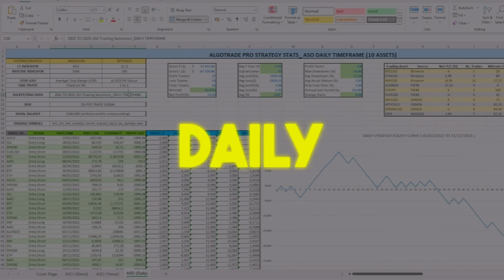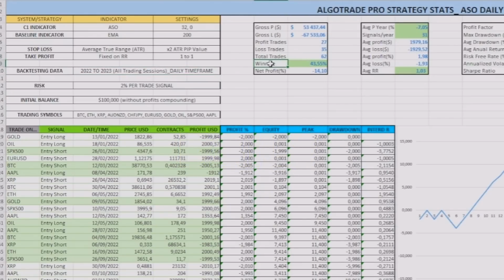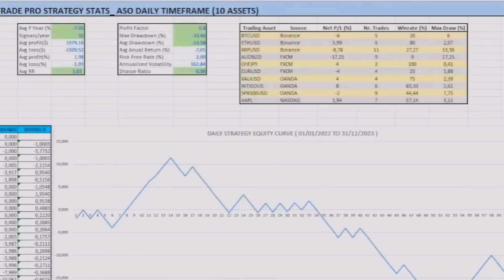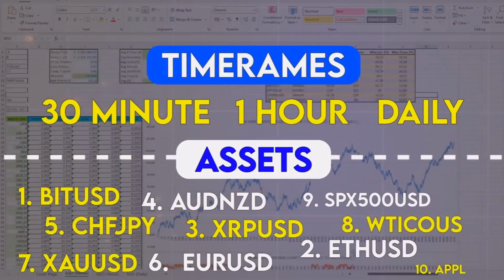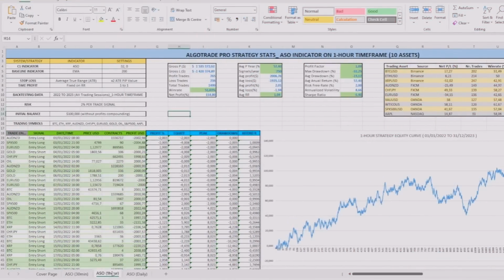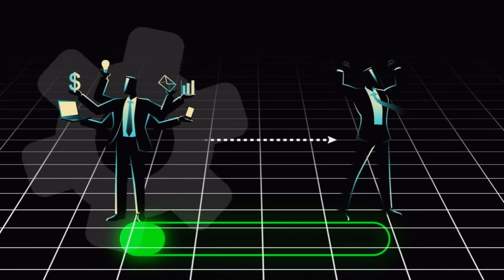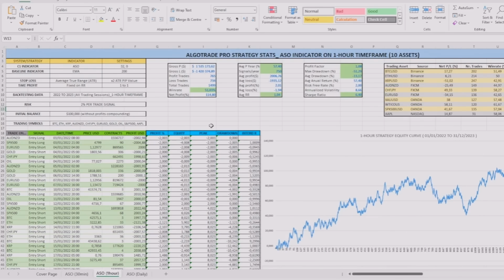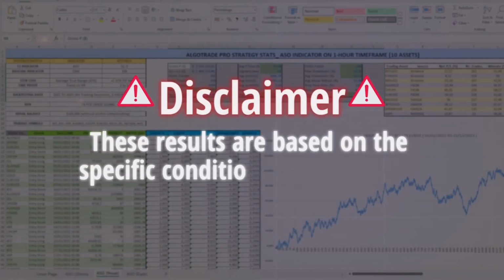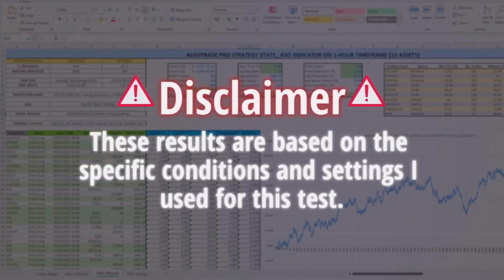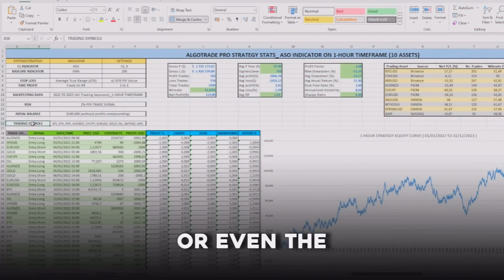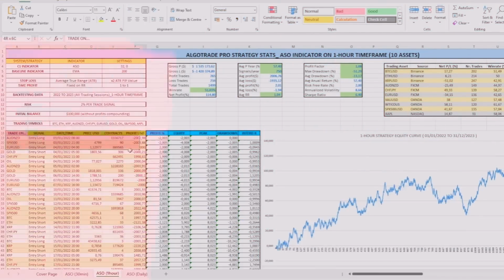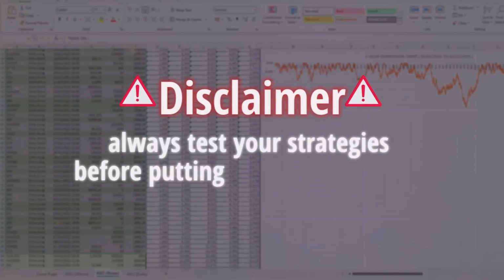And finally, on the daily time frame, after 62 trades, the indicator achieved a win rate of 53.55% and a net loss of 14%. Overall, based on this comprehensive analysis across multiple timeframes and assets, it is clear that the average sentiment oscillator is not a bad indicator, but even so, it needs to be used in a full system to increase your chances of success. Of course, keep in mind that these results are based on the specific conditions and settings I used for this test. If you change the conditions, settings or even the assets, your results may change. So always test your strategies before putting them into practice.